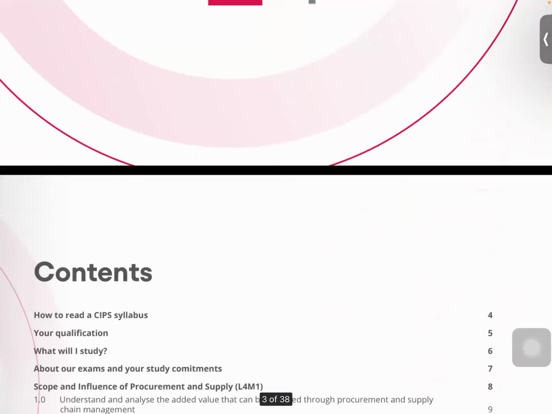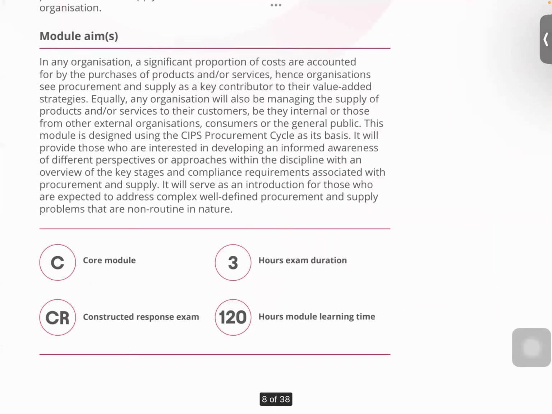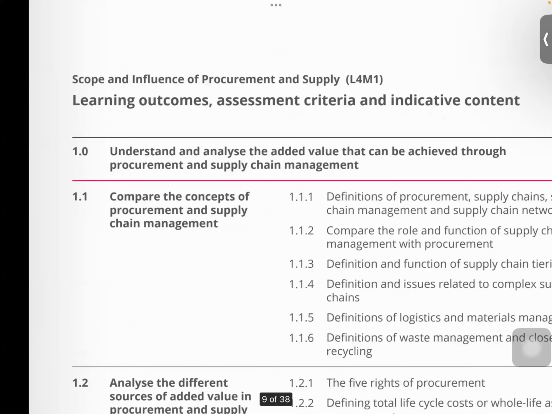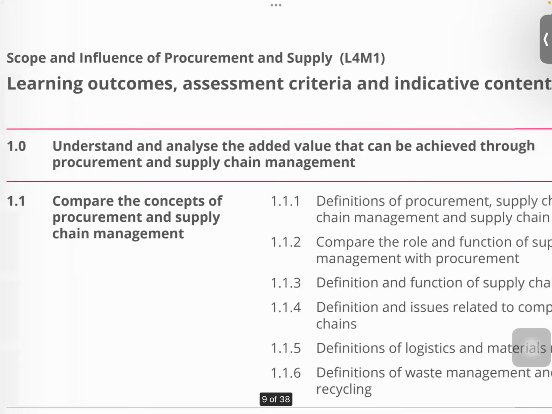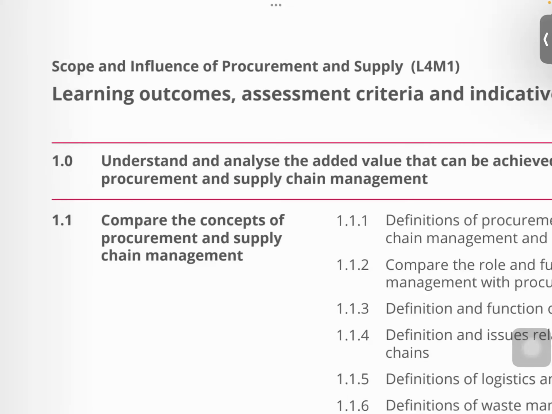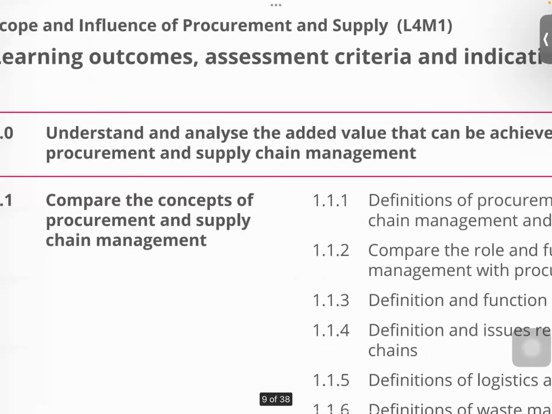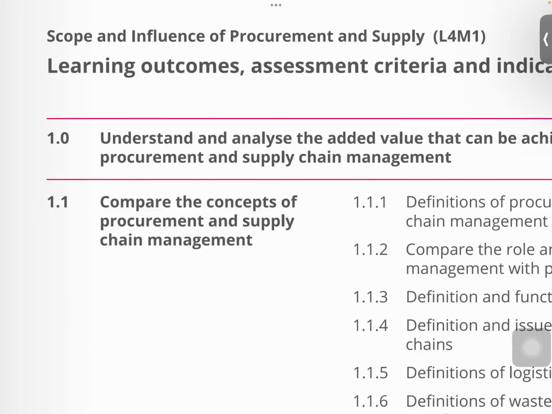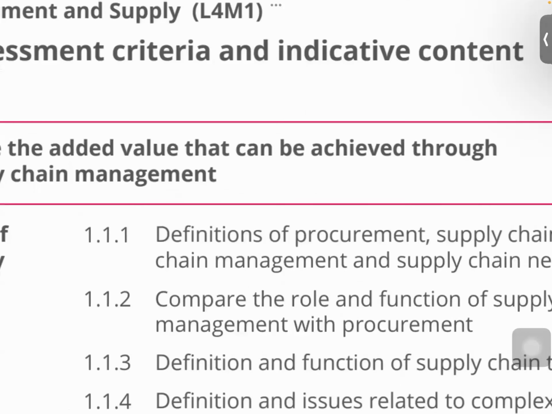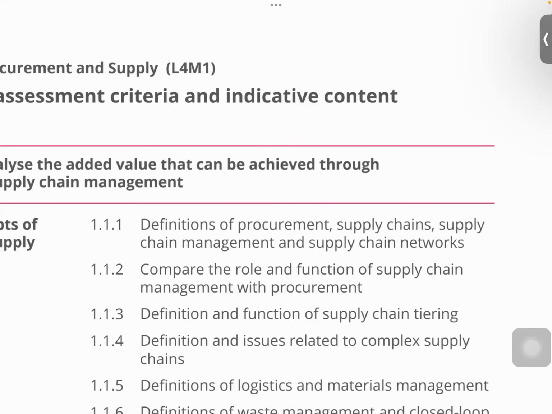Okay, so a syllabus looks like this. It outlines everything, but not mentioned in detail. So this is the syllabus for Form 1. With this syllabus, we have the heading of 1.0, that is the big heading, and then this is the learning outcome. When we come to 1.1, it is about comparing the concept of procurement and supply chain management. And within this, we have the definition of procurement, supply chain management, and supply chain network.